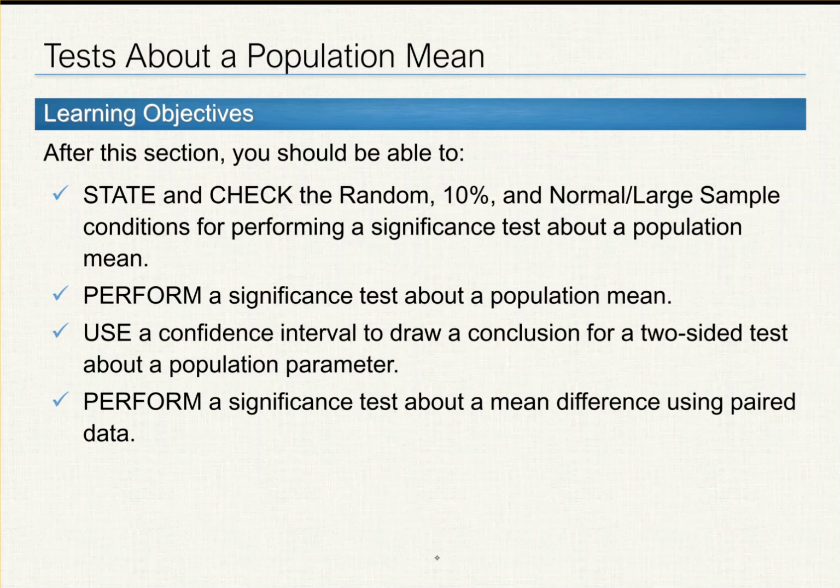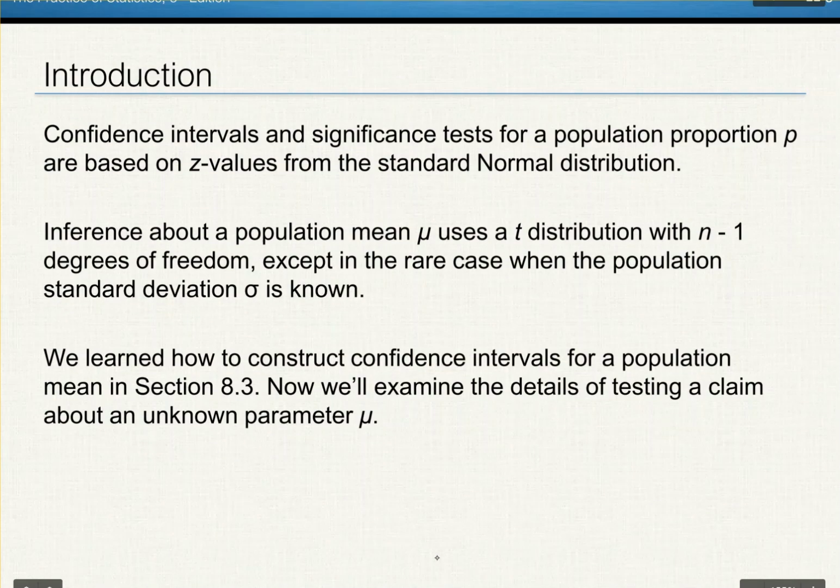We'll learn how to perform a significance test using a population mean instead of a proportion. We'll compare the difference between that and the confidence interval, and then we'll look at how to do it using paired data. We'll do an example of that near the end of the video here.